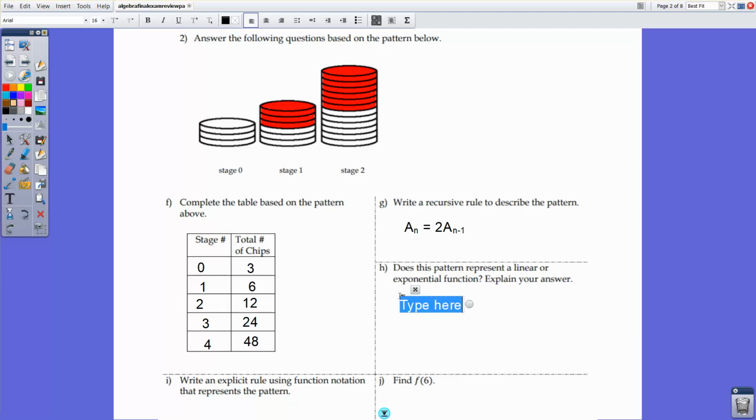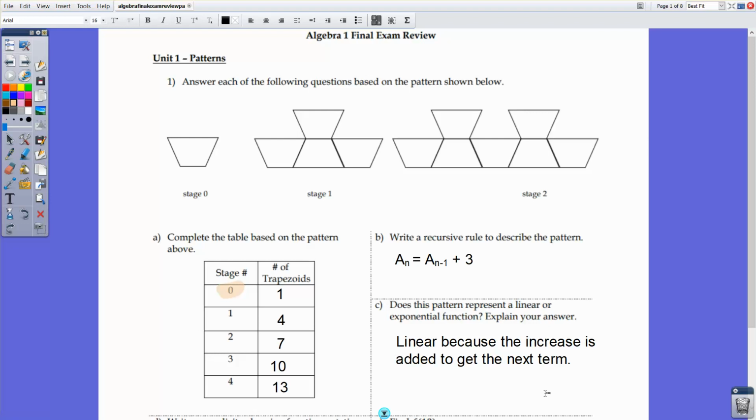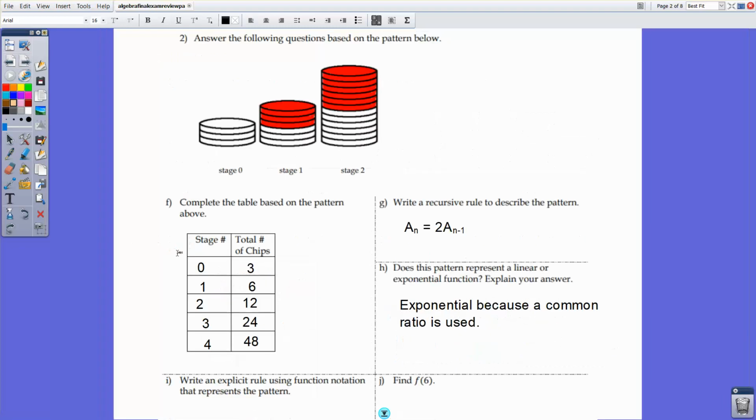Does this pattern represent an exponential or linear function? This is exponential because a common ratio is used. And also, I want to show you one thing I just reminded myself of, because I'm reviewing this as well. We can say the increase is added to get to the next term. We also could use the vocabulary associated with that because there is a common difference, which means that the same number is added or subtracted to get the next term. Okay, so going back to this problem, it's a common ratio. In this case, the common ratio is 2.